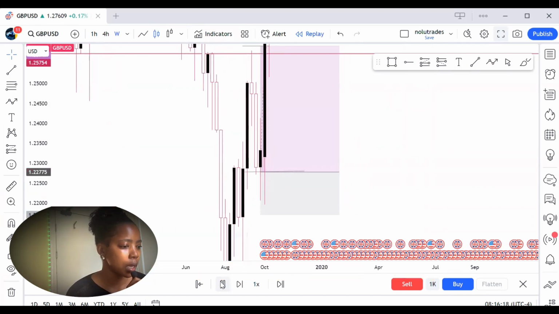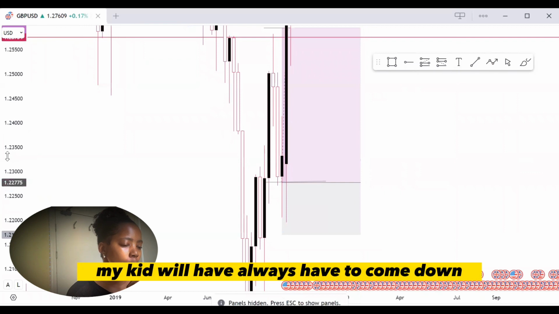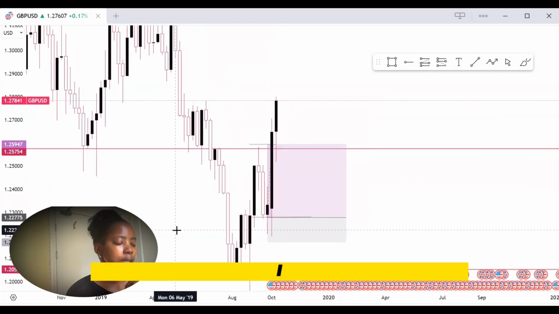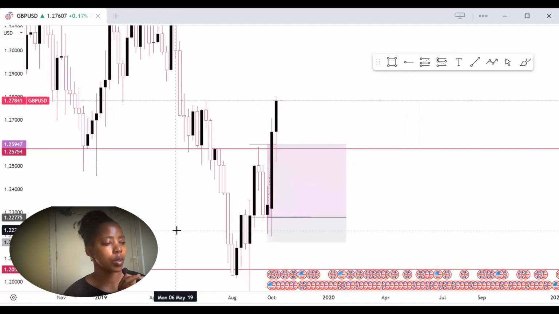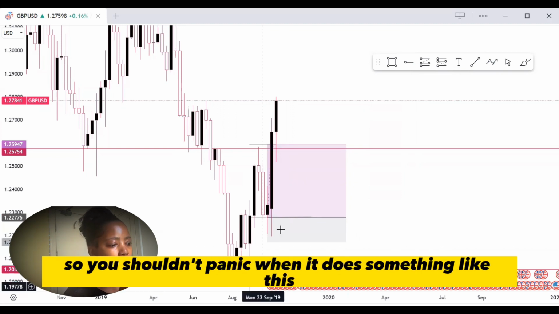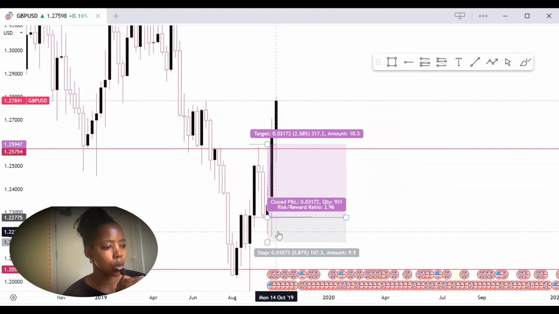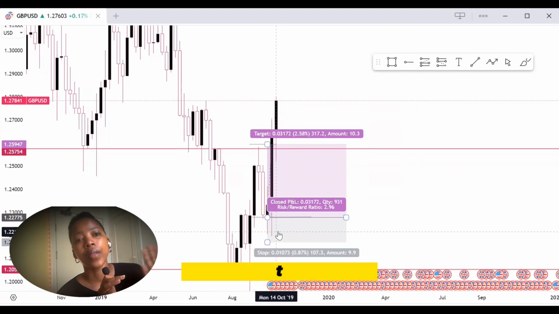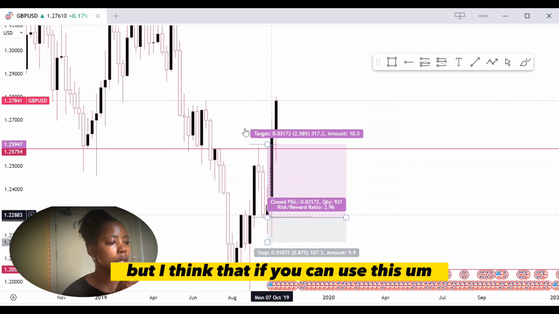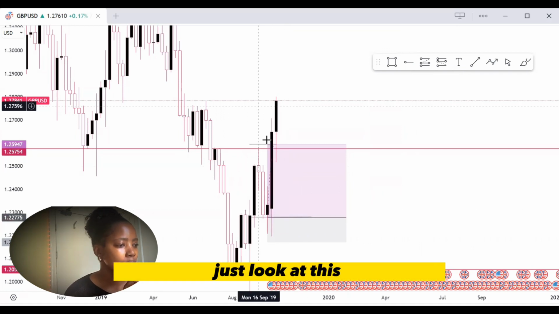Oops, lovely times. Now, look at that. So somebody will be like, oh my God, it's coming down. Market will always have to come down because I said to you that every candle is liquidity because it fluctuates up and down because there are people who are buying, people are selling on the same candle, right? Because there's different types of traders. So you shouldn't panic when it does something like this, but always put your stop loss on an area where you know it would be good, okay? Some people don't trade with stop loss at all. That's also their thing. But I think that if you can use this style, I think you would be good to go.